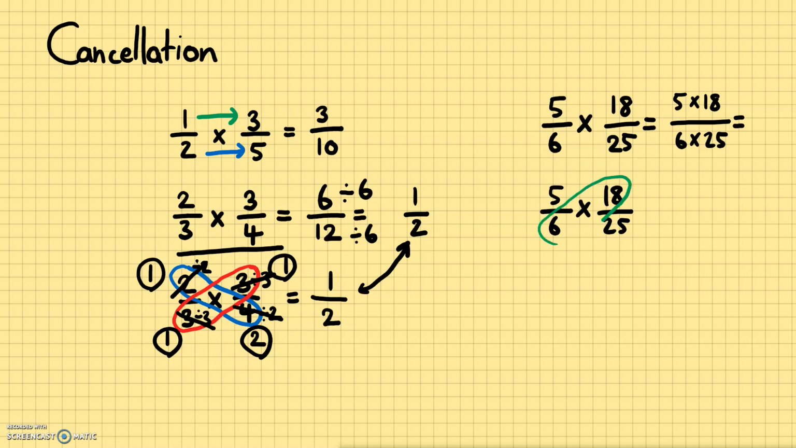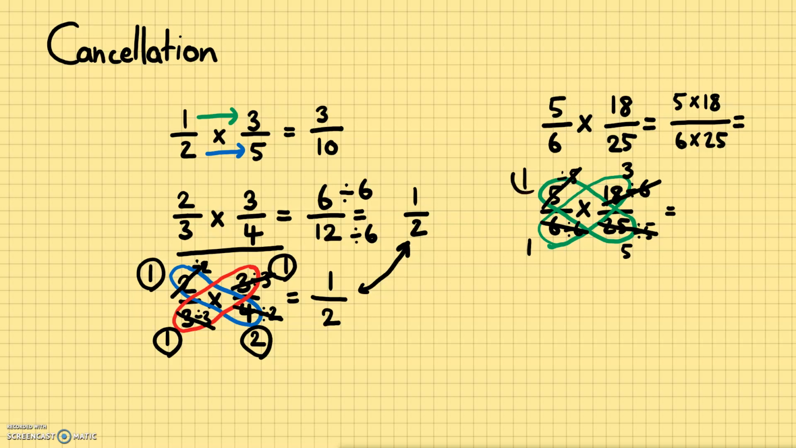So looking at the 6 and the 18, we can reduce both sides by dividing by 6. So now this side becomes 3 and this side becomes 1. We can do the same thing with 5 and 25. We can divide both 5 and 25 by 5. Divide this by 5. Divide this by 5, so this side becomes 1. 5 divided by 5 is 1. And 25 divided by 5 is 5.